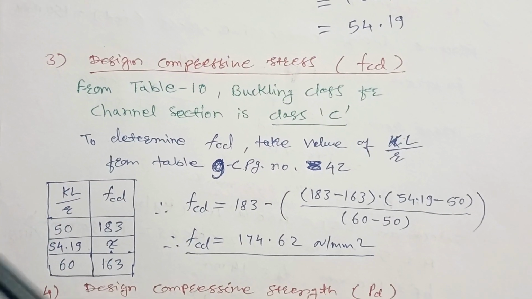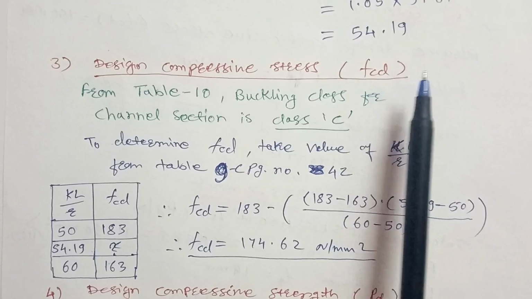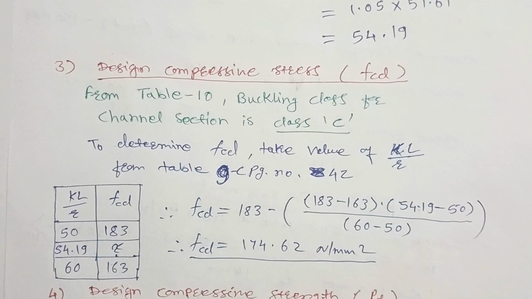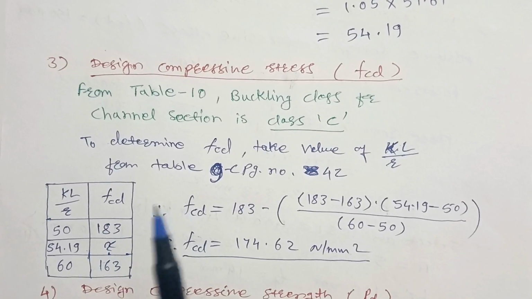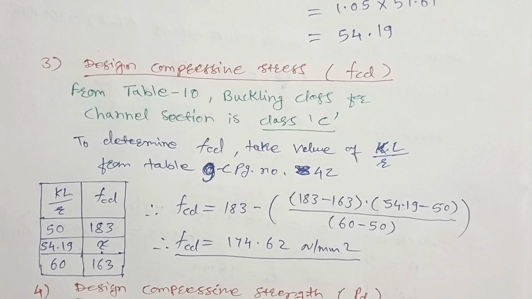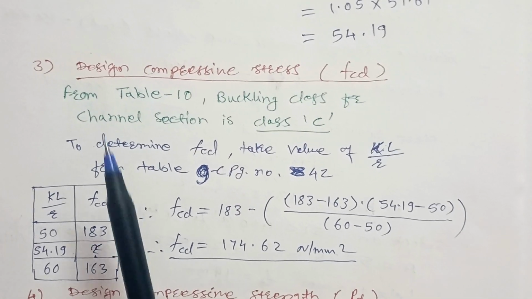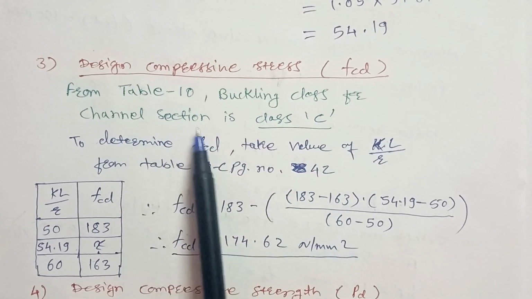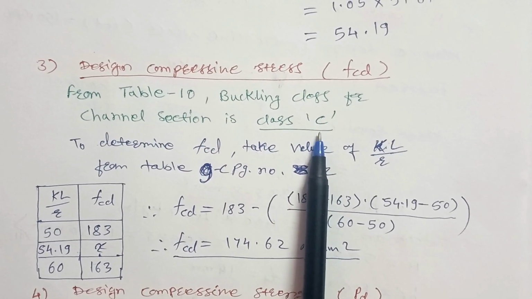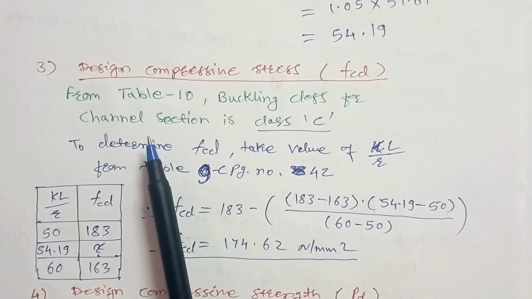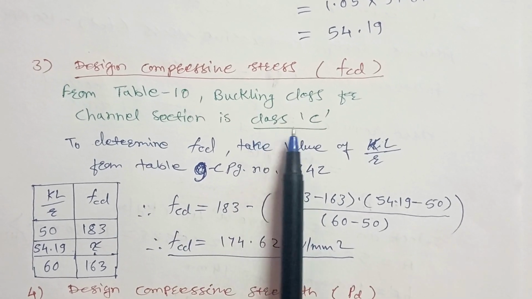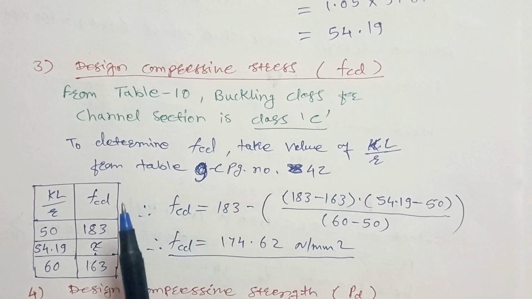In the next step, we have to determine the design compressive stress, that is FCD. Earlier in the first step we assumed FCD as 150. Now we have to check the actual FCD from the calculated effective slenderness ratio. From table 10, the buckling class for channel section is class C. It is clearly mentioned in IS 800 that for all channel sections the buckling class is C.